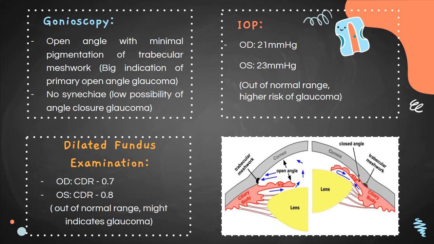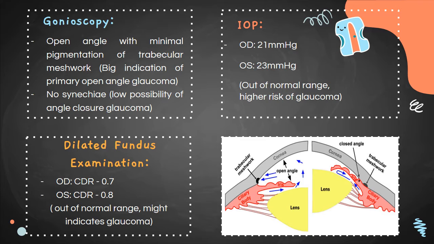Next, the gonioscopy result shows that the patient has an open angle with minimal pigmentation of the trabecular meshwork. This is a huge indication of primary open angle glaucoma, and there was no synechiae detected. The IOP, or intraocular pressure, of the patient is also quite high, with 21 mm mercury in the right eye and 23 mm mercury in the left eye. With the normal cup-disc ratio range of 0.3 until 0.5, the cup-disc ratio of the patient's both eyes is quite big, which is 0.7 for the right eye and 0.8 for the left eye.